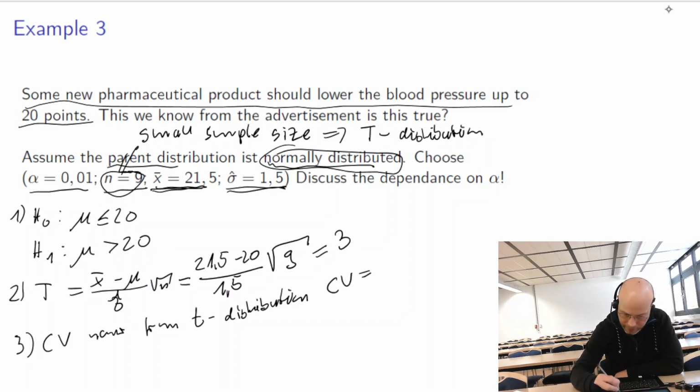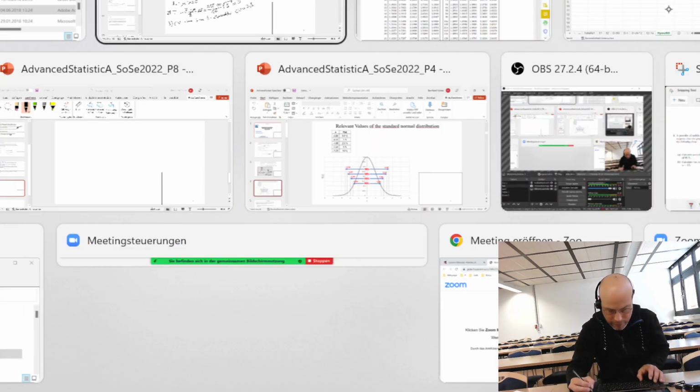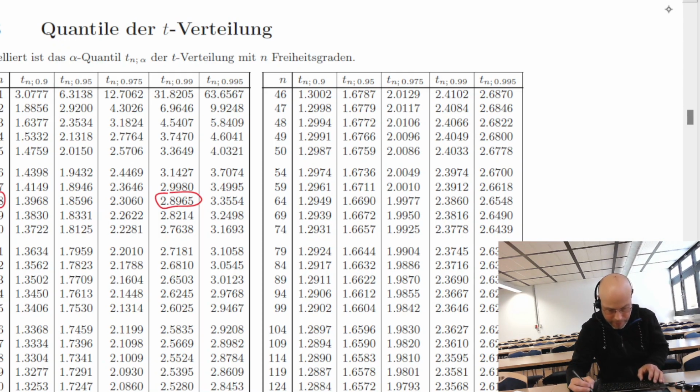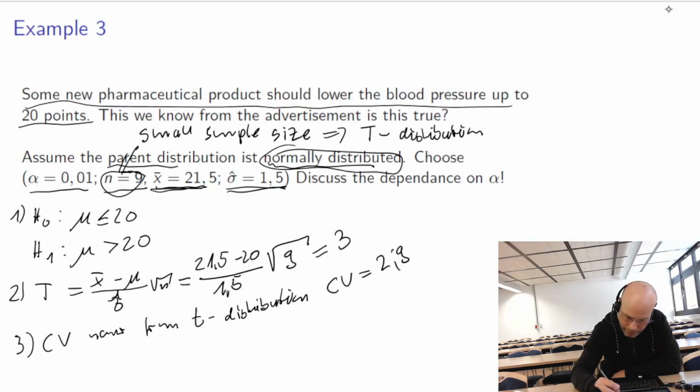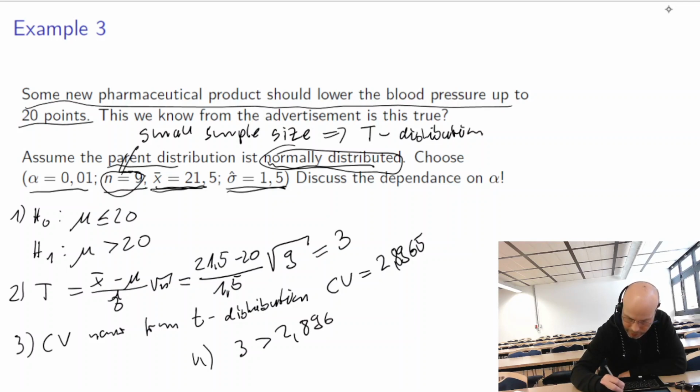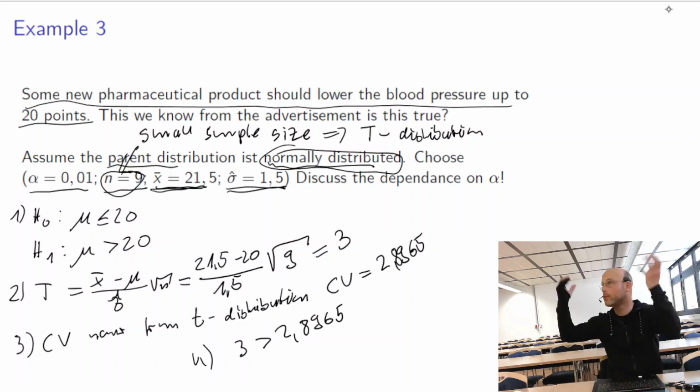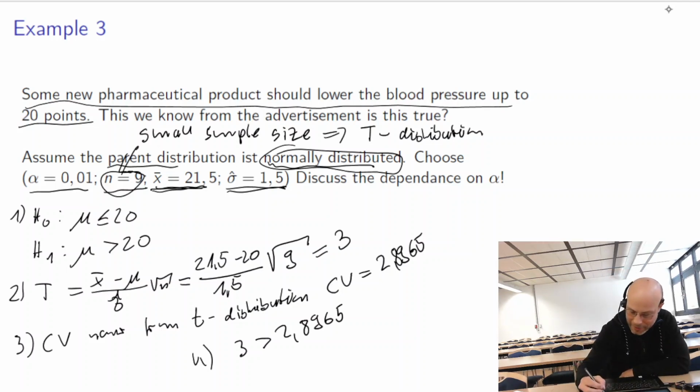The critical value is 2.9. Did we have 8965? And we have that 3 is larger than 2.8965. And hooray, up to our assumption.